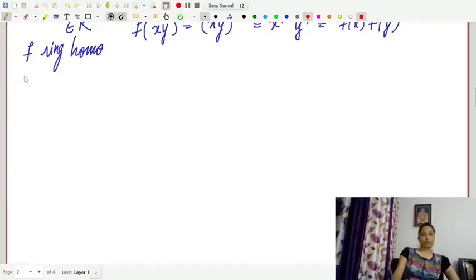Today we will study the topics of ring theory, that is abstract algebra, ring homomorphisms. Now let's get started with a theorem.